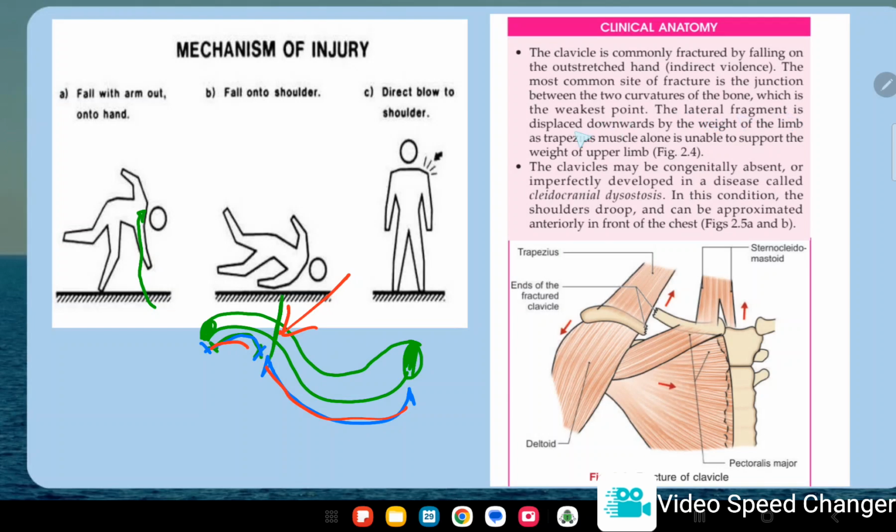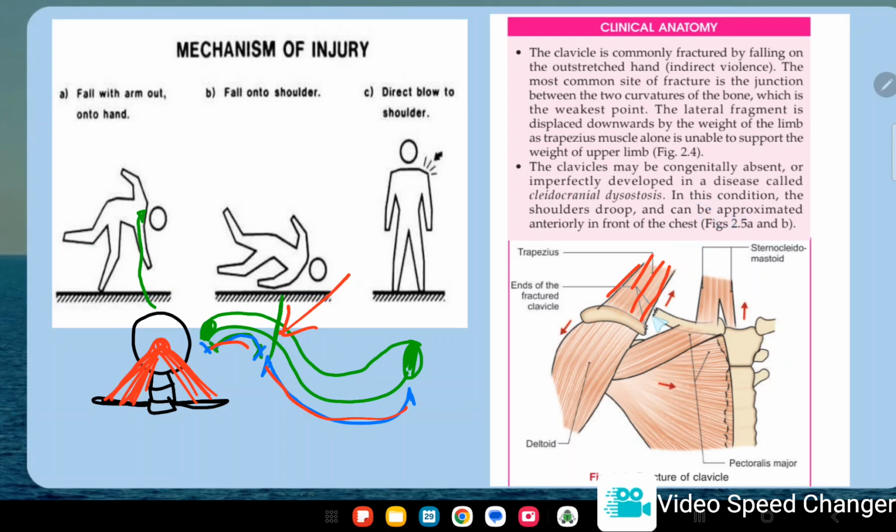The lateral fragment is displaced downwards by the weight of the limb, and the trapezius muscle alone is unable to support the weight of the upper limb. I have already told you that we will study the muscles later, but just now you can trust me. There is a muscle called trapezius. It connects to the clavicle tip. The trapezius muscle arises from the back of the skull, from the occipital protuberance, and is inserted into the clavicle, right? So you can imagine that the function of the trapezius muscle is to lift the clavicle upward.